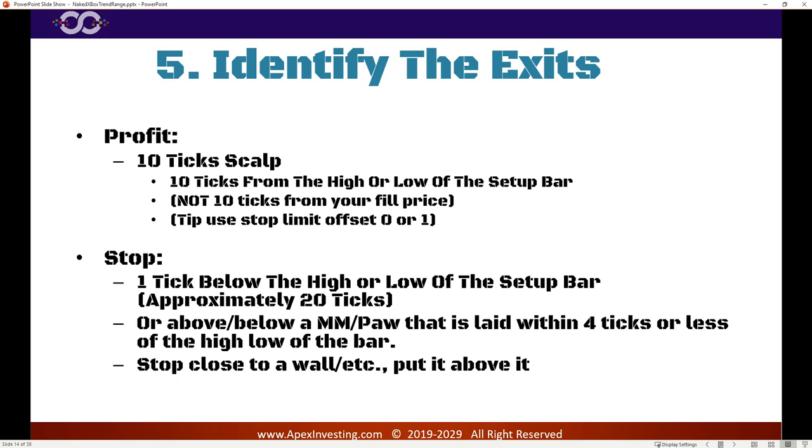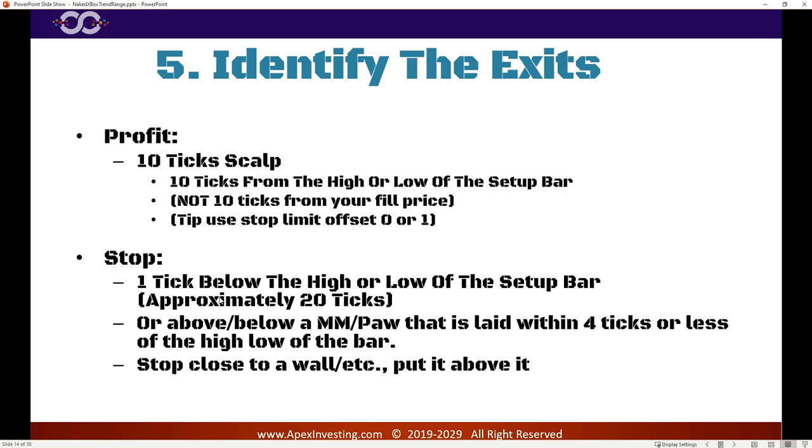It's not 10 ticks from your fill price. What do I mean by that? Say the bar closes and you had your order waiting there, but the market's moving fast, and you got filled 3 ticks above the bar. Well, the rules are to get in 1 tick above the bar and get out 10 ticks later. So if you didn't get in till 3 ticks above the bar, do you still wait to get 10 ticks? Or should you get out when you're at 7 ticks? 7 ticks, right. Does that make sense to everybody? Does everybody understand what I'm saying?